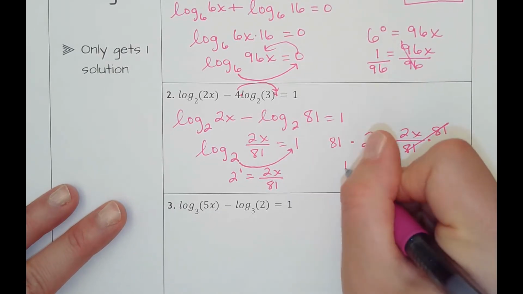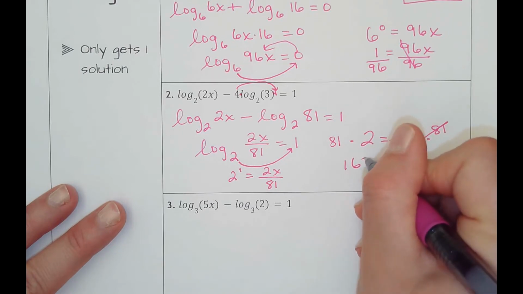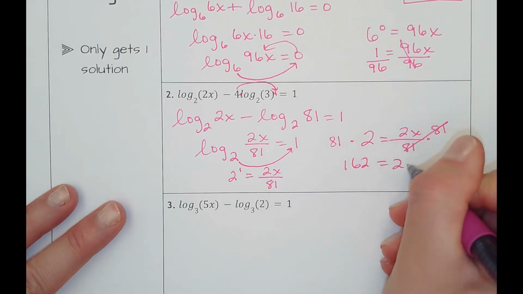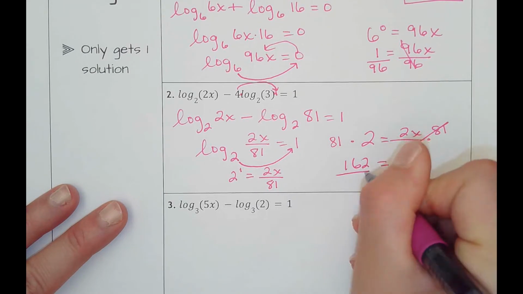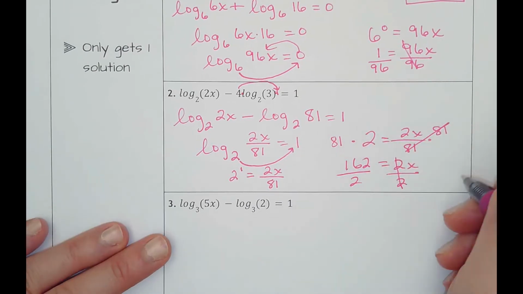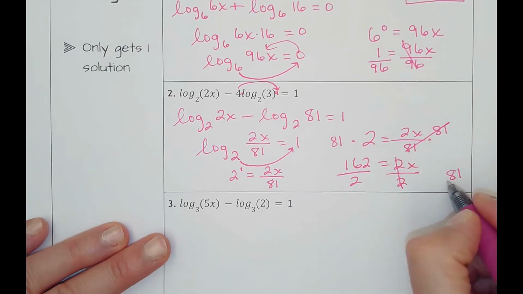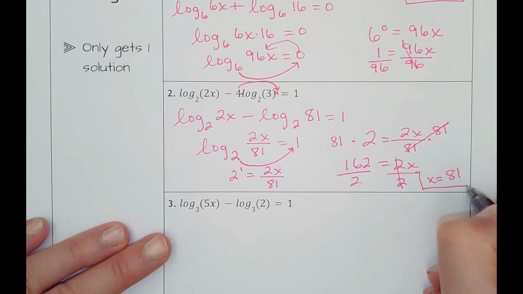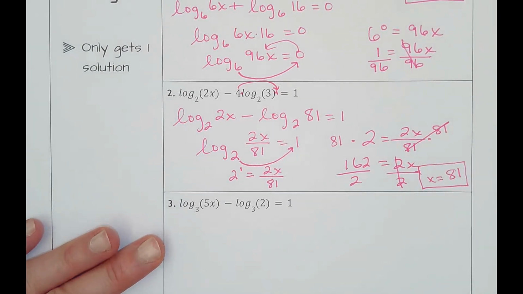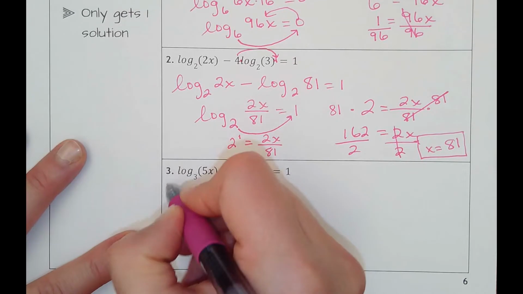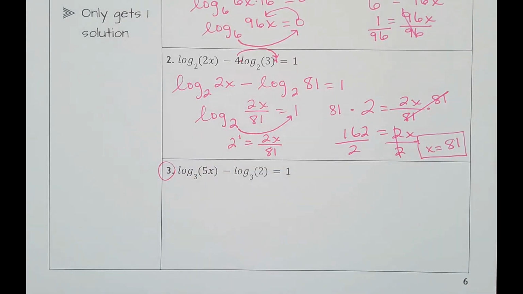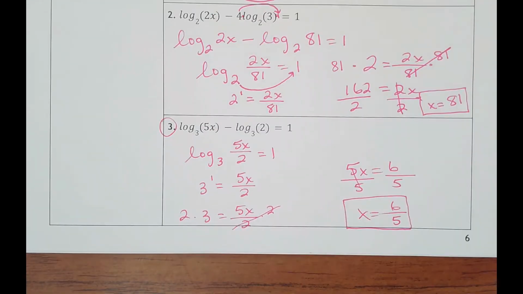8 times 2 is 16, 1 times 2 is 2, so 162 equals 2x, and then divide by 2. 16 divided by 2 is 8, 2 divided by 2 is 1. We're back to 81. So pretty simple. Why don't you go ahead and pause and try number 3. And you should have gotten 6/5 as your answer. If you didn't or have any questions, please let me know. We've got one more page of this.